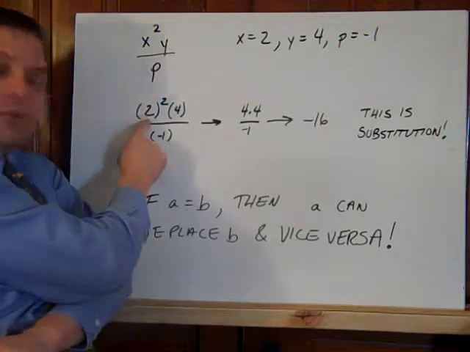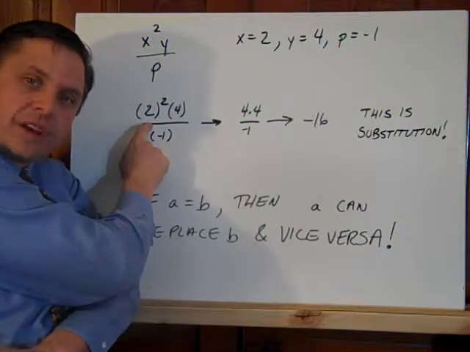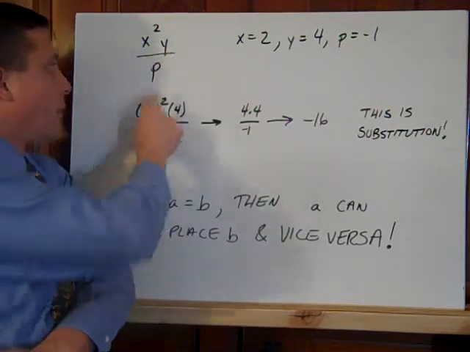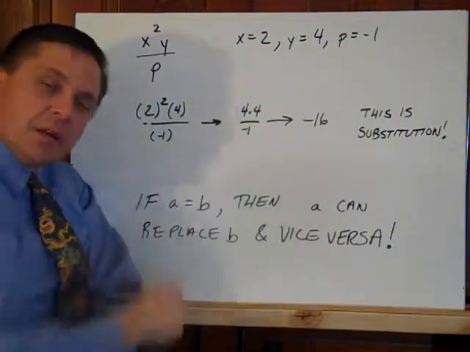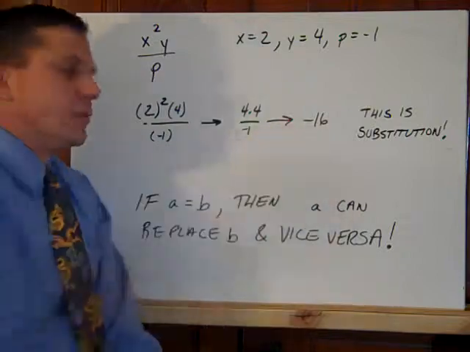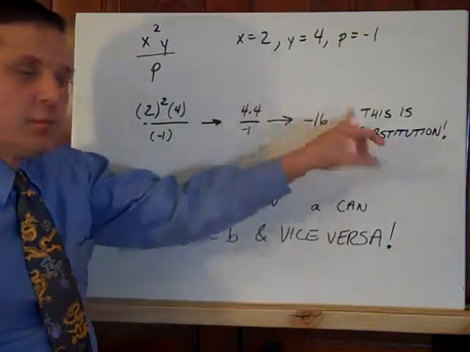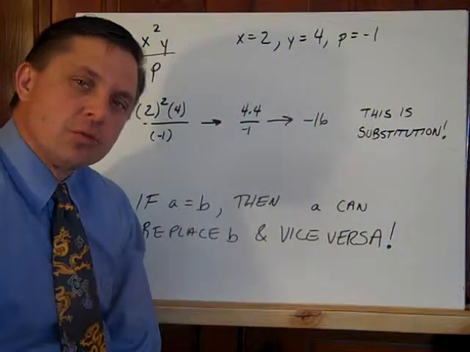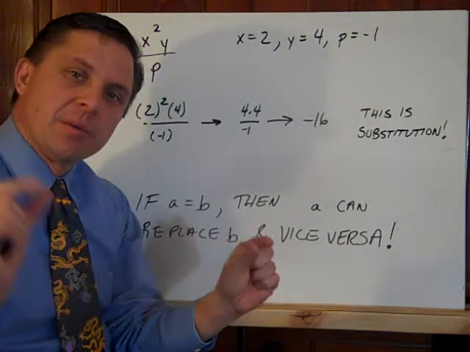Because what's equivalent to x? Well, the numerical value of 2. What's equivalent to y? 4. What's equivalent to p? Negative 1. And then all of a sudden, it becomes an operation problem. Well, that's equivalent to negative 16. When you put the numbers in, that was substitution. You replaced a variable with something equivalent.